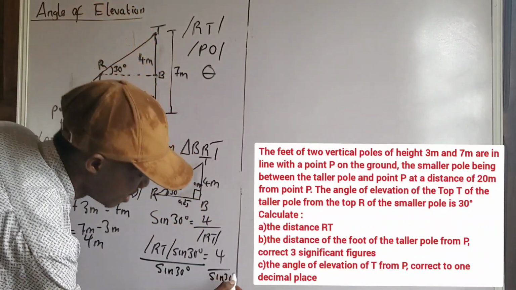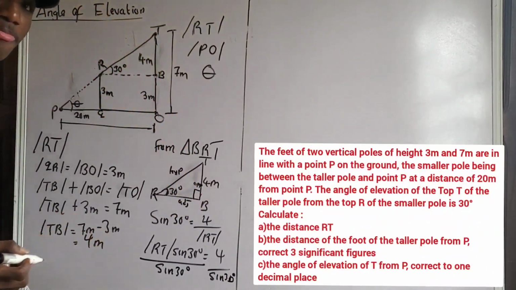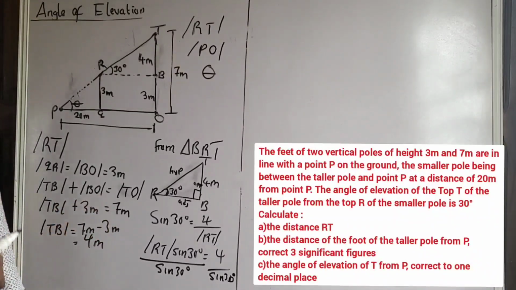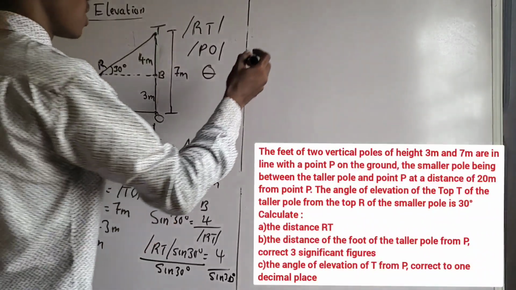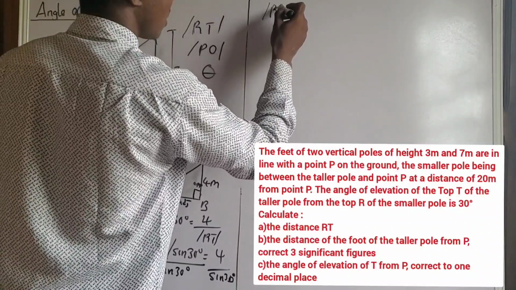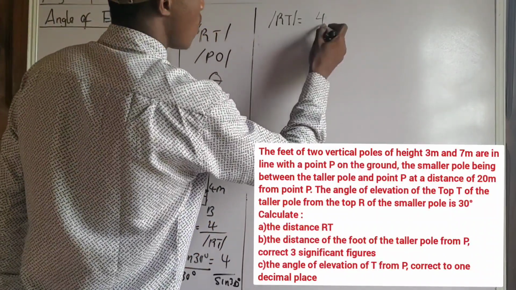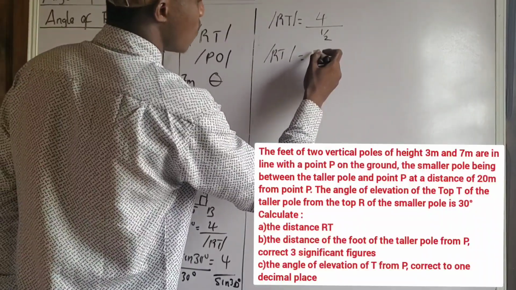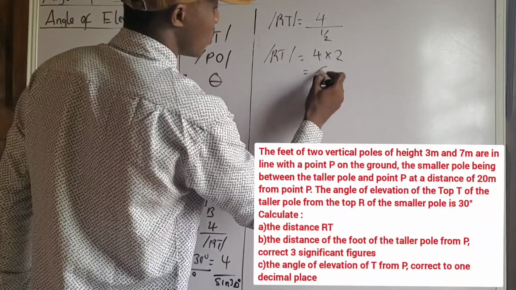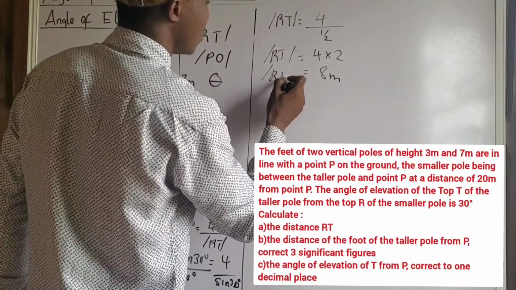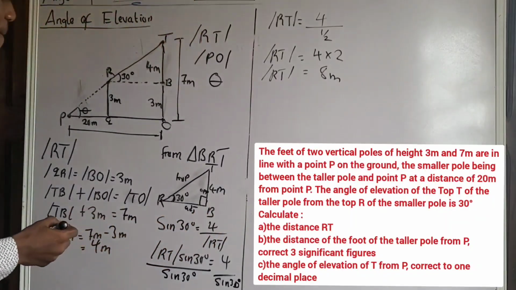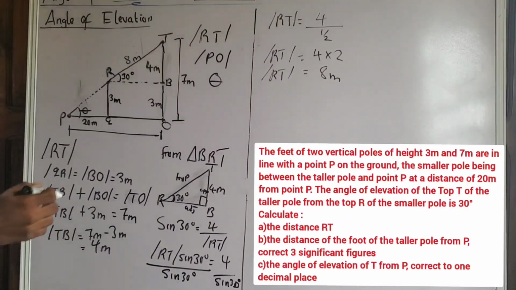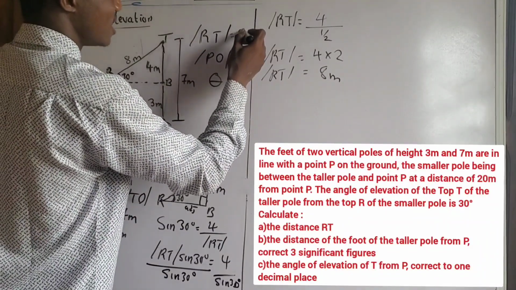Okay. Do you understand? Now, sine 30 degree is what? Is 1 over 2, you know. So I'm going to have line RT is equal to 4 divided by 1 over 2. Line RT will be equal to 4 times 2. That is what? 8 meter. So line RT is equal to 8 meter. So now, this line that you see here is 8 meter. So we are done with the first question. Line RT is 8 meter.